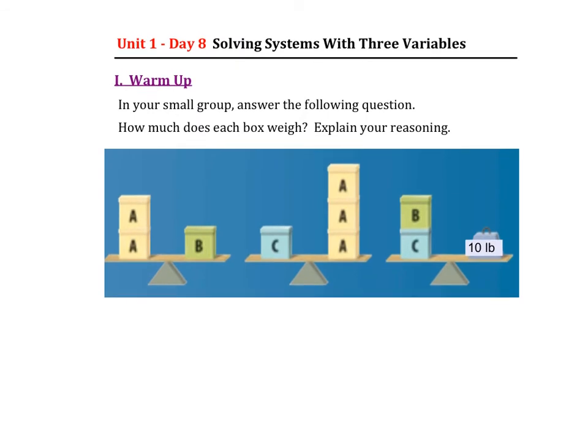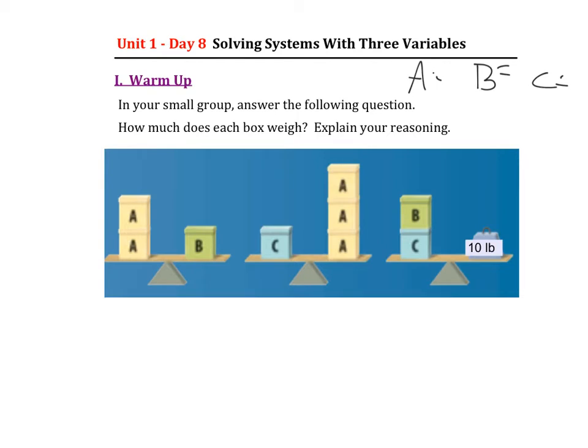Here we have three different scales. So I've got two boxes of A and one box of B. I've got one box of C, three boxes of A, and then a box of B and a C, and that's paired up with a 10-pound weight. So I've got three different scenarios essentially, and I want to figure out how much does each box weigh. So I'm trying to figure out what is the weight of box A, what is the weight of box B, and box C. All right, well, let's see what they give us.